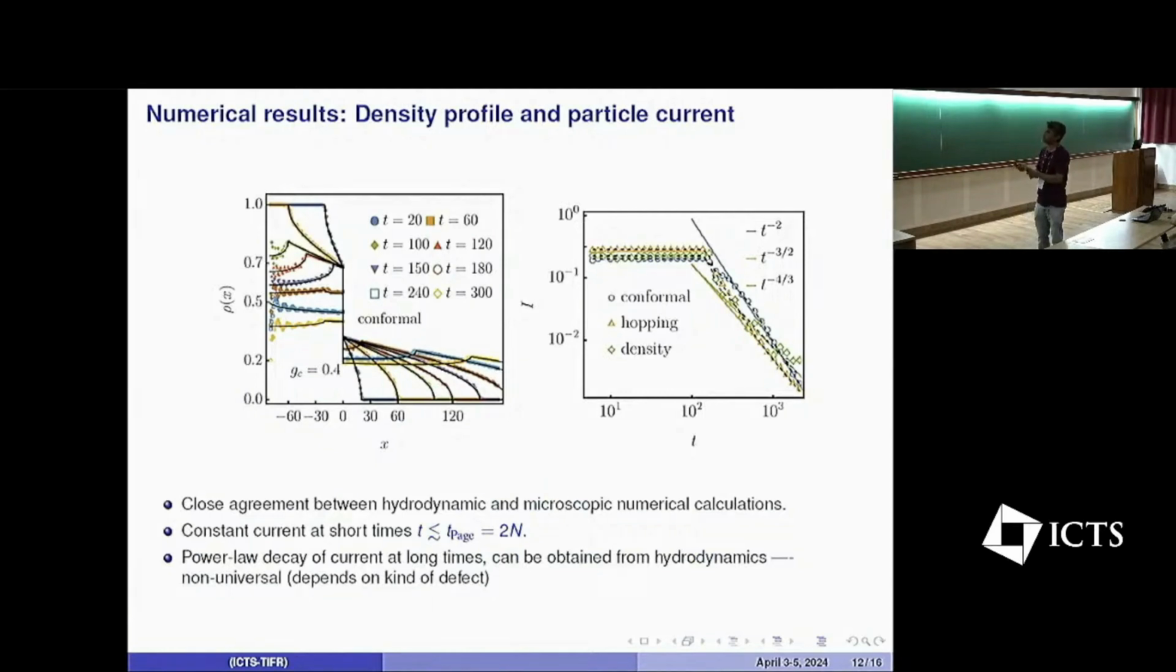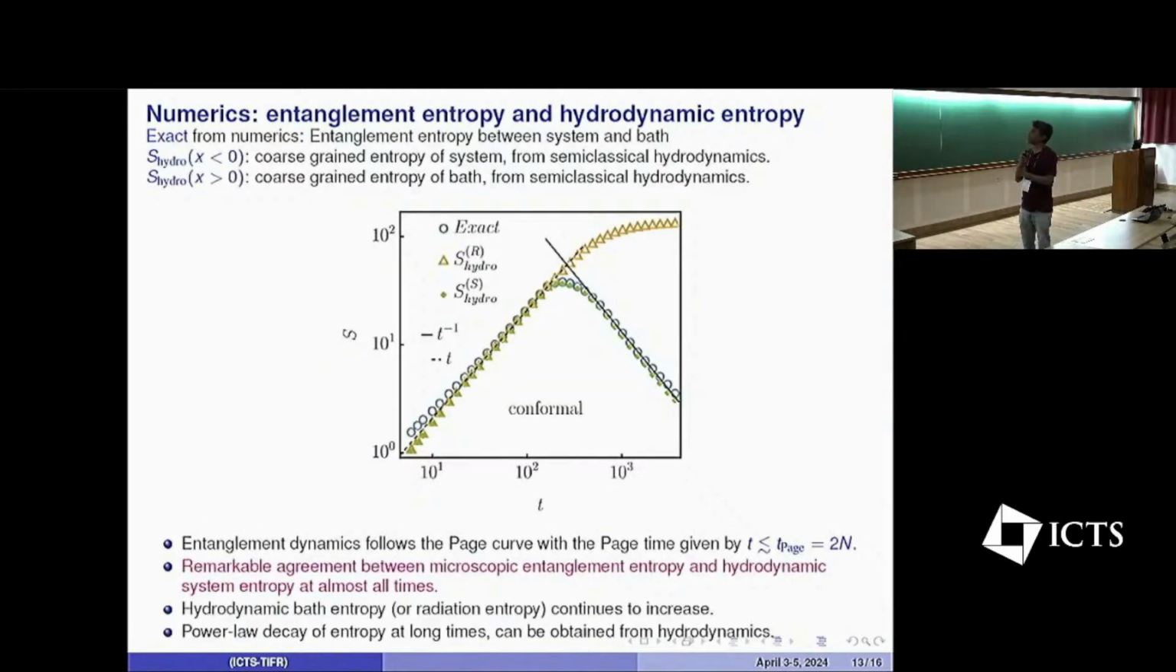Okay, so this is the density profile, how it evolves. Initially it's a step profile, and then with time it evolves in some way, and you see exact agreement between the hydrodynamics and numerics. Okay. And this is the entanglement entropy. So this is the main result. So I show you three. One is the exact microscopic entanglement entropy, this dotted line, and it follows what you expect from the Page curve, right? It goes up and goes down.